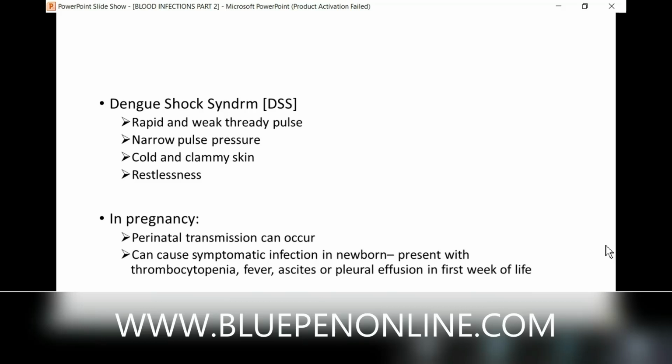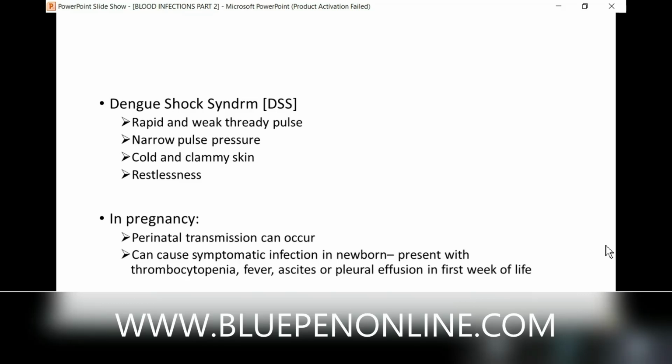During shock, the features will be a rapid, weak, thready pulse. When you look at the pulse, he'll have tachycardia, but there won't be any volume. There will be narrow pulse pressure, and since there is a weak thready pulse, there is no proper blood supply to the peripheral limbs. The peripheral limbs will have decreased blood pressure. That's our body's homeostatic mechanism. So the person will have cold and clammy skin, and respiration will be irritable.